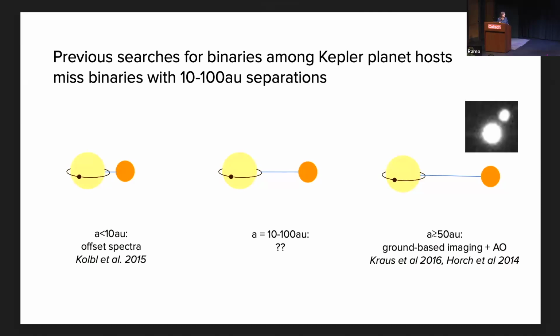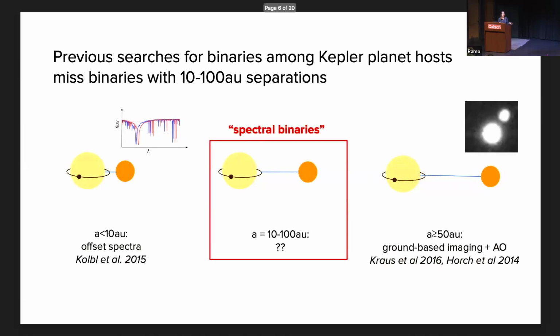If you've got really close binaries, these will appear as what we call SB2s. So you've got a large RV offset between the primary and the secondary star. It kind of looks like two spectra on top of each other, and you can detect them this way. But there are binaries that are in the 10 to a couple hundred AU separation regime where it's really hard to find them with these two methods. I'm going to be calling these spectral binaries, and I'll talk about the work that I've been doing to try to detect binaries in this gap.